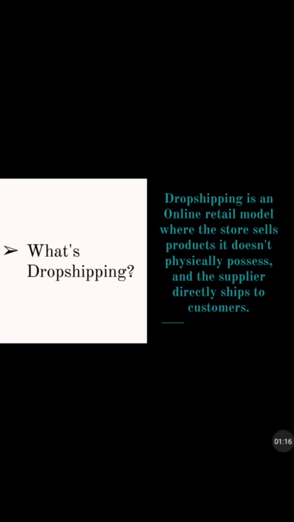If today is your first time hearing about dropshipping, this is a business model where a retailer sells a product it doesn't physically possess and the supplier directly ships to the customer. Dropshipping is an online retail model where the store sells a product it doesn't physically possess and the supplier directly ships to the customer. So I'm going to try to break this down as simply as possible so you can understand.